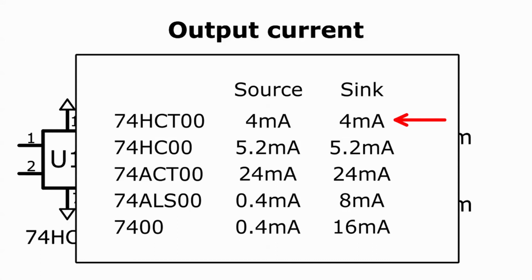This is the 74HCT00 chip we've been using. There are other chips like the 74ACT00 which deliver more. It can source or sink up to 24 milliamps.